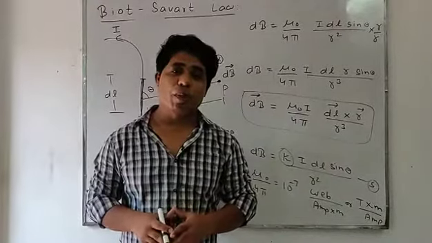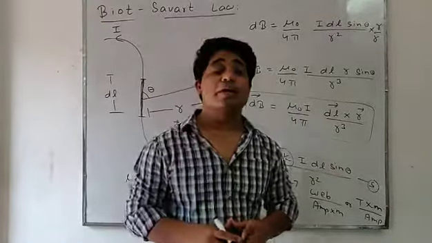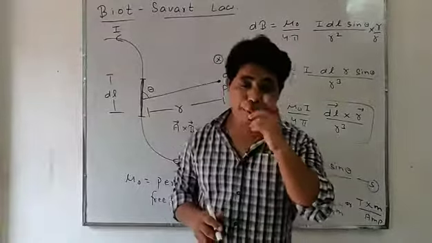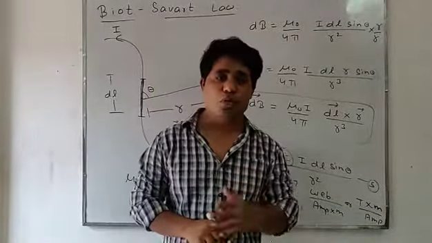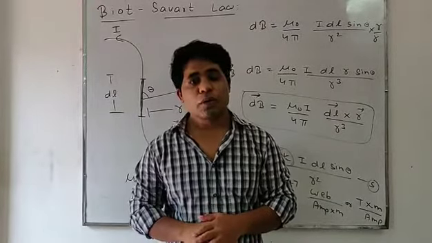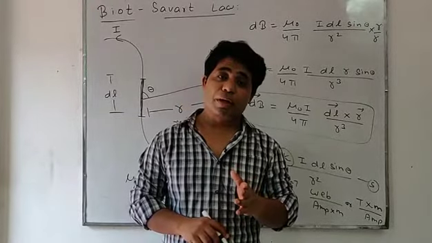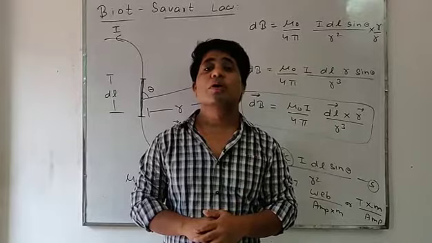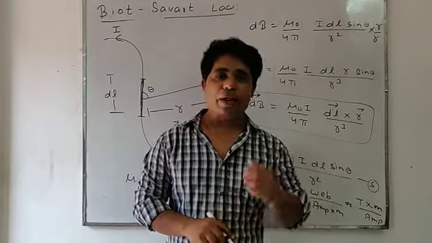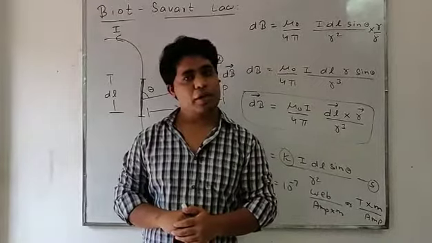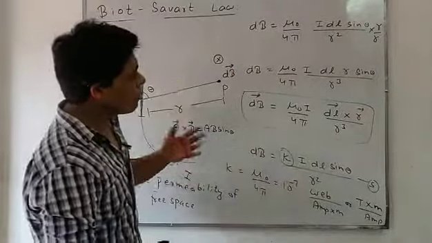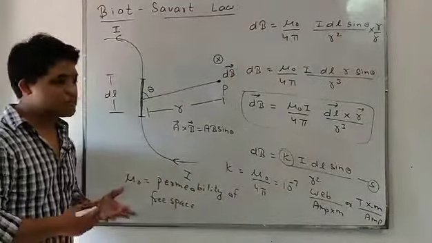There are 3 applications of Biot-Savart law. The first application is to find the magnetic field at the center of a current carrying coil. The second application is one of the most important from the board's point of view. That is, find the magnetic field on the x-axis due to a current carrying circular coil. And the final is to find the magnetic field due to a long straight current carrying conductor. So we have 3 applications of Biot-Savart law that we will discuss in the next lecture. Okay, students.